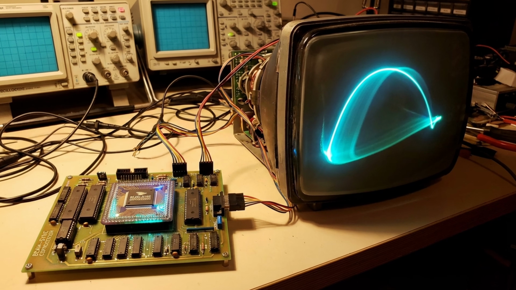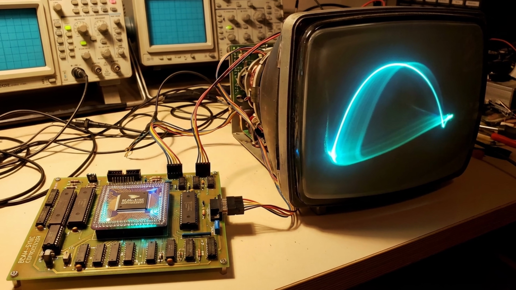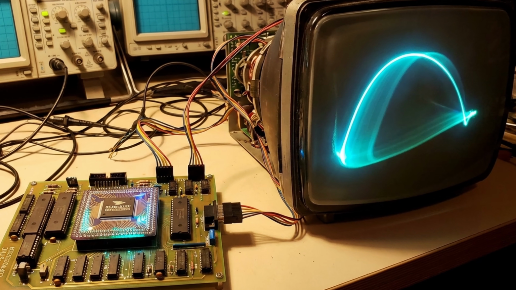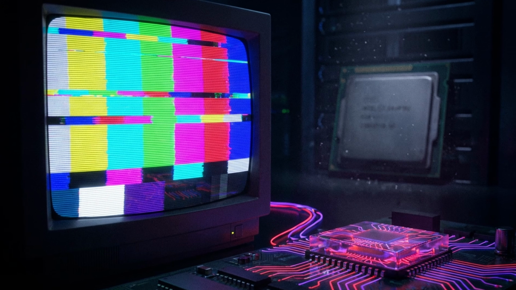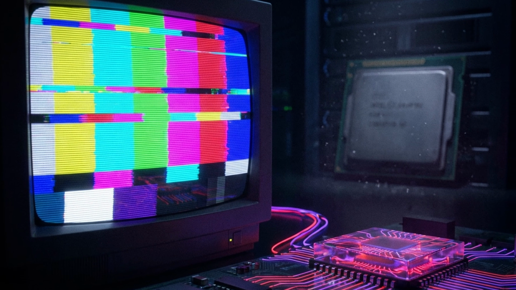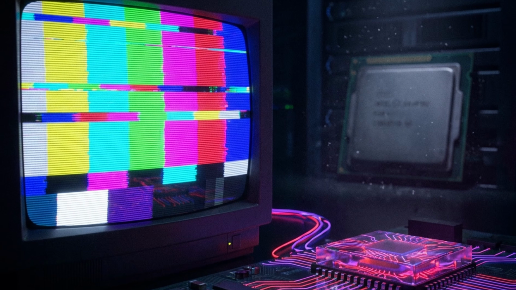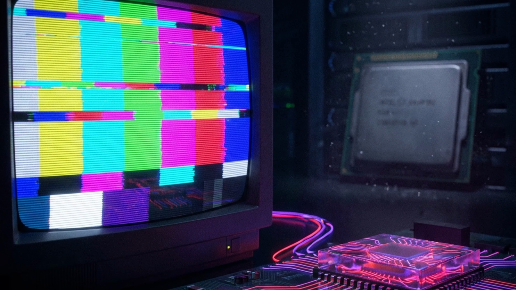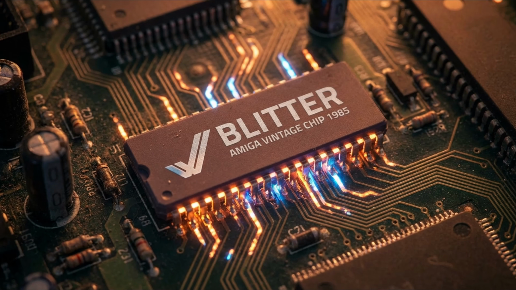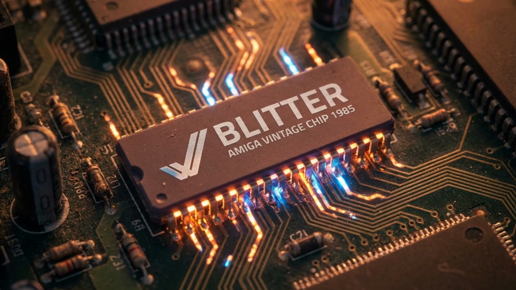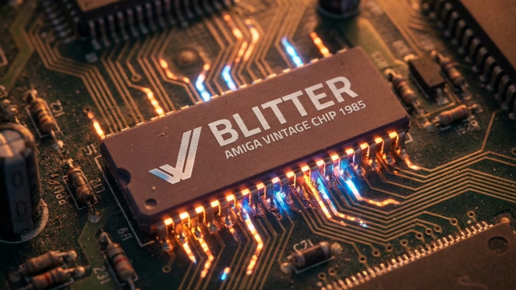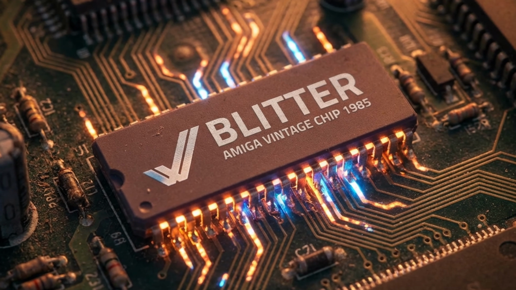The copper was a specialized coprocessor whose sole purpose was to synchronize perfectly with the sweeping electron beam of the cathode ray tube monitor. As the beam moved down the screen, the copper could execute its own display lists to alter color palettes or change video resolutions mid-scan line, executing these visual changes instantly without demanding any attention from the CPU. Working in tandem with the copper was the blitter, an incredibly powerful dedicated circuit designed exclusively for the rapid movement and modification of large blocks of memory.